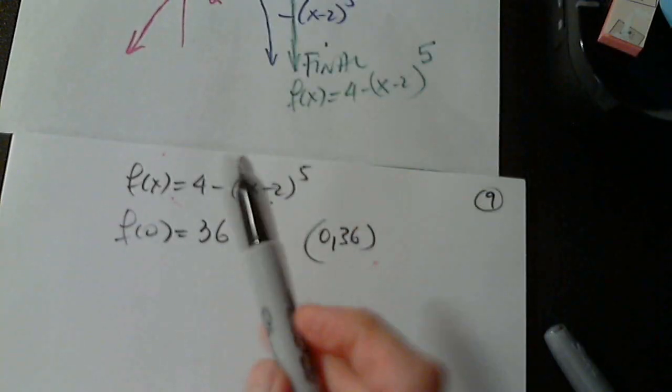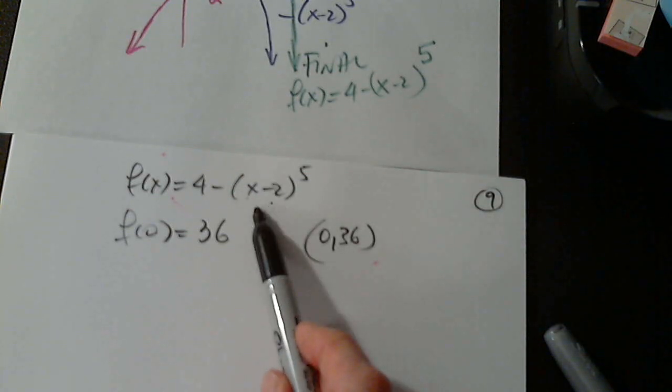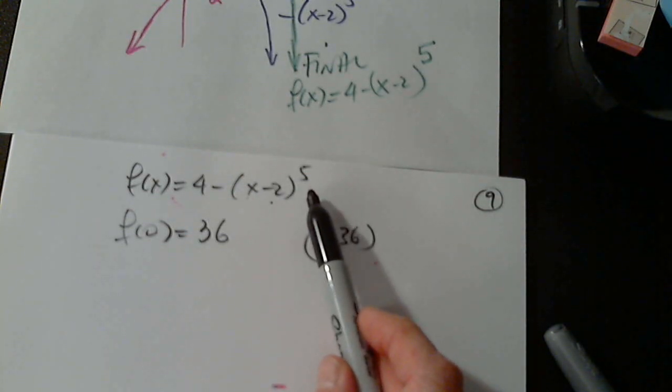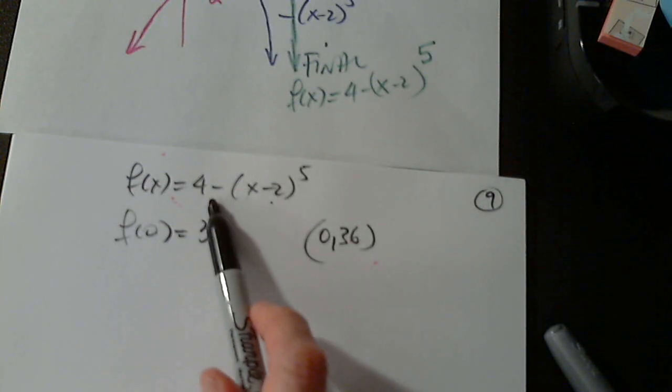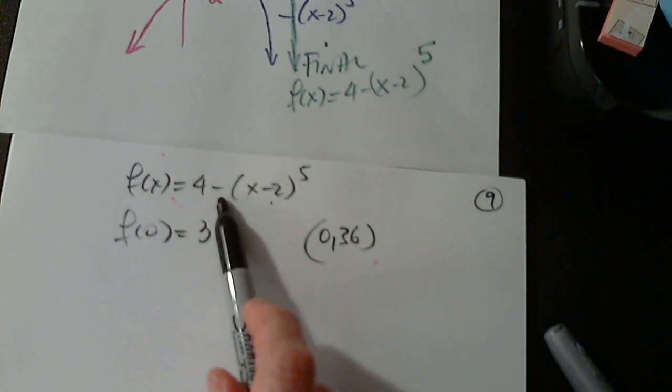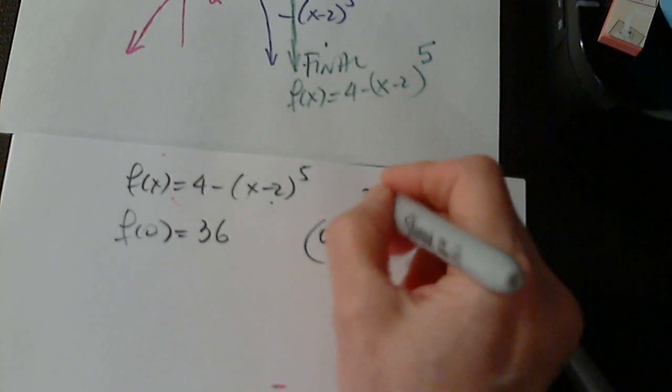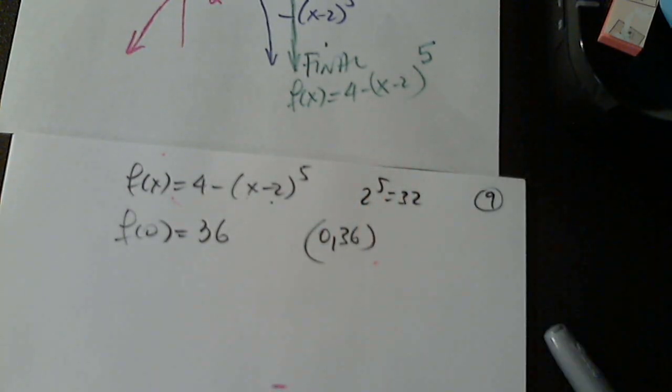One more time. 0 minus 2, negative 2. Negative 2 to the 5th, am I correct? Negative 32. And the negative of negative 32 is positive 32, plus 4, right? 2 to the 5th is 32. Okay? Good. So I had no idea.